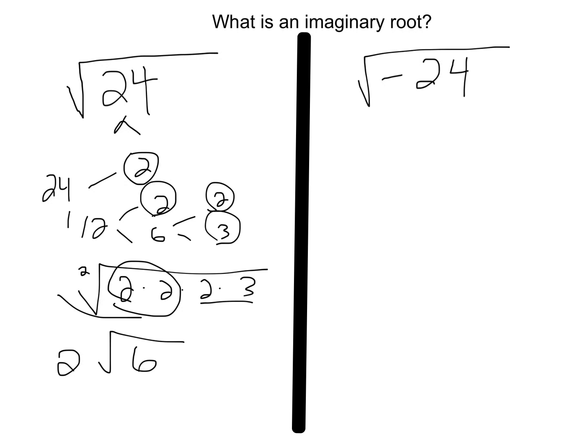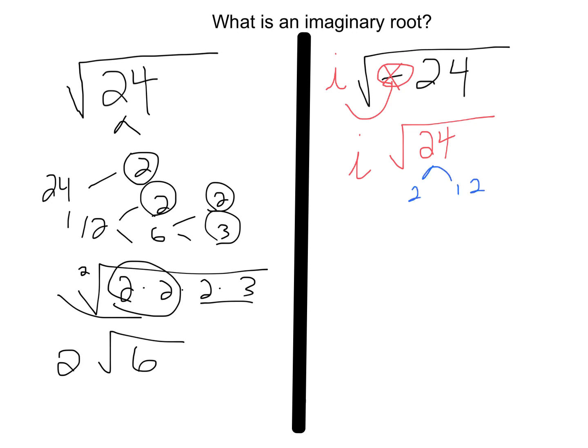Now, when it comes to imaginary, the first thing I have to deal with is this negative. The negative immediately kicks out as an i. Okay, and we'll talk about what that means in a minute. So i radical 24. Okay, so then from there, we just do what we did before.